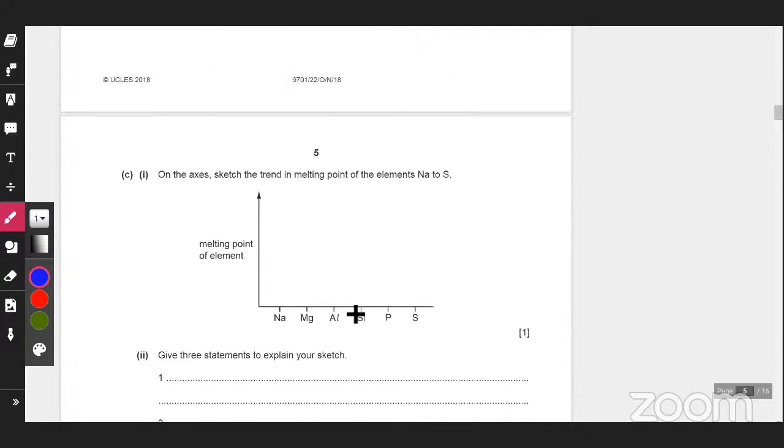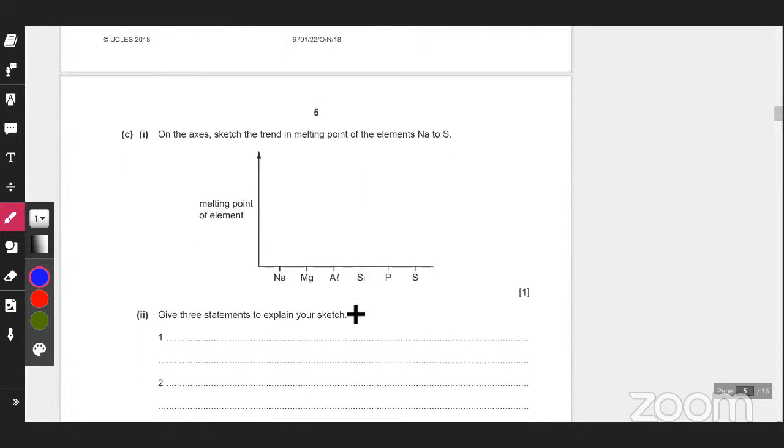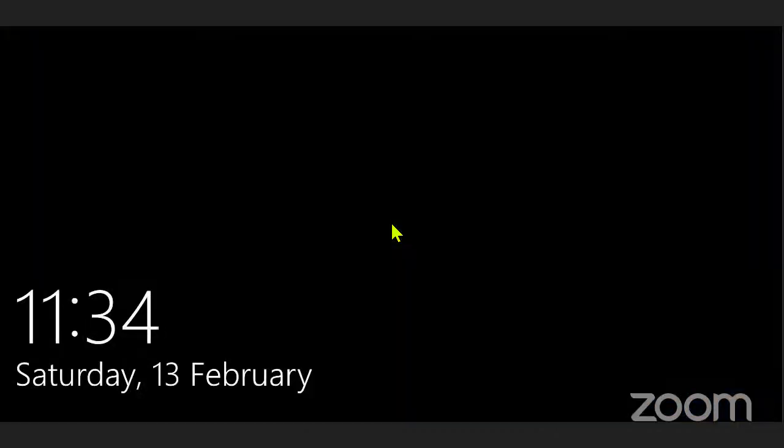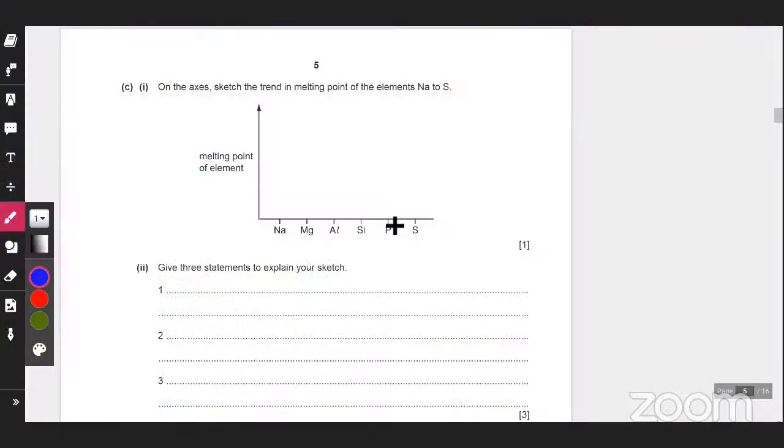Now, on the axis, sketch the trend in melting points of the elements sodium to sulfur, and uh, you have to explain the melting points. Now, some of you probably did this in class. It's going to be just a second. Can you all hear me? Yes. Yes. Acha. Yes. Acha, now Na is around 97.